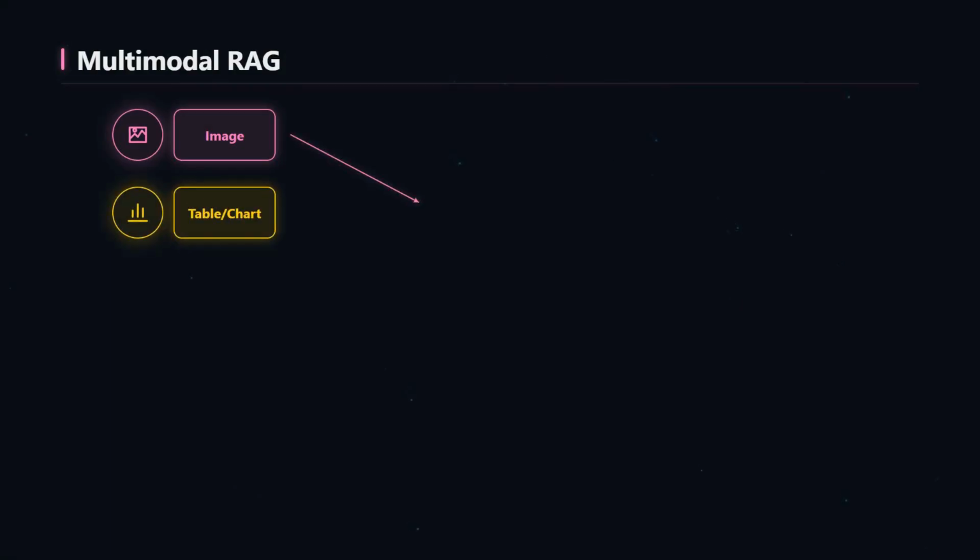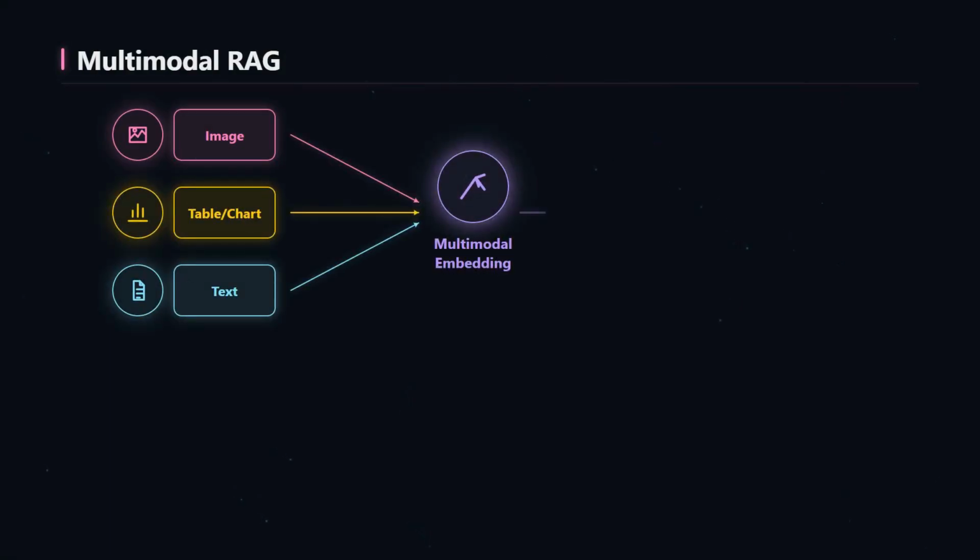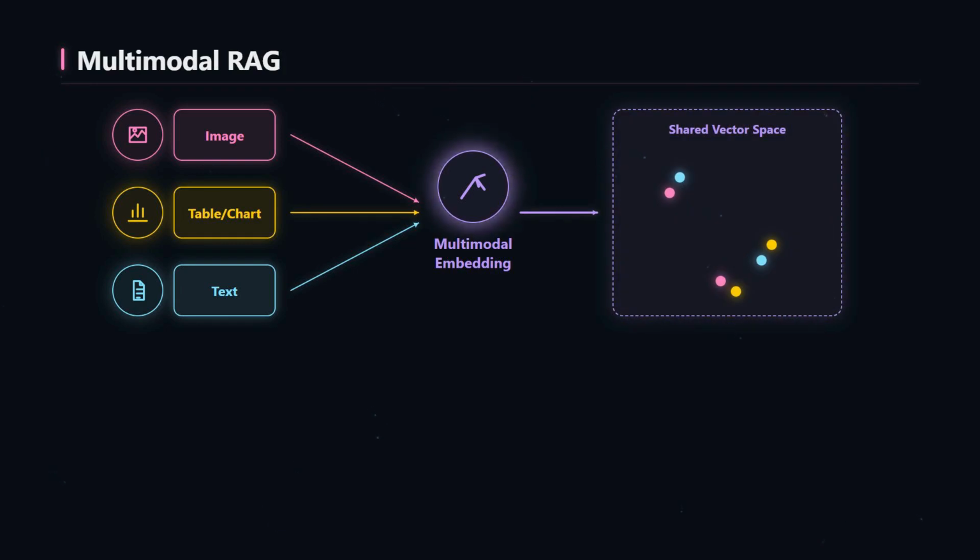Knowledge is not only text. Multimodal RAG embeds images, tables, and charts into that same shared vector space. So a question can retrieve a diagram or a spreadsheet row just as naturally as it retrieves a paragraph.